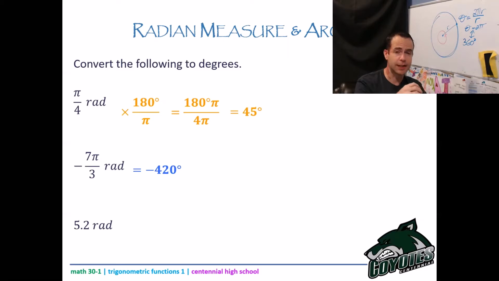This question didn't say leave an exact value. So you're going to go 5.2 times 180, divide by pi, and then round it to the nearest degree. We would give you rounding instructions. And you should get roughly 298 degrees. So just make sure you're able to get the 298 degrees there. Again, that's 5.2 times 180 divided by pi.